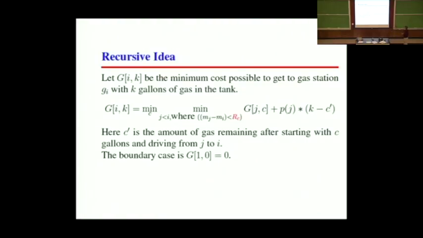What if I let G sub i,k now be the cheapest way to get to gas station i, where I end up with k gallons in my tank? Right? How much I have in my tank will tell me how far I can drive from here. Now my state is going to be, what station am I at with how much gas in the tank? What is the best possible way to end up at station i with k gallons in the tank?